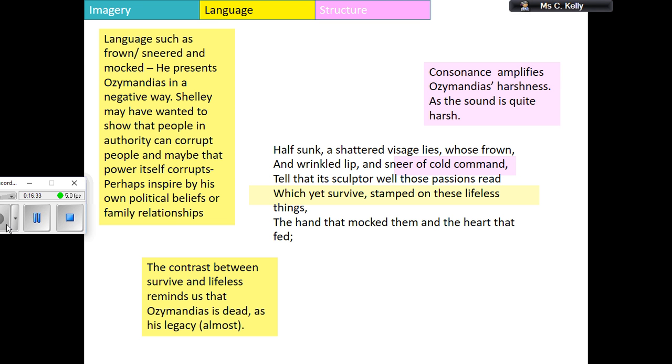In the last one, the contrast between survive and lifeless reminds us that Ozymandias is dead, as is his legacy. The word lifeless gives you the impression of the statue being lifeless and being a pretend image of power, but also that everything that Ozymandias ruled over is now lifeless and unimportant.